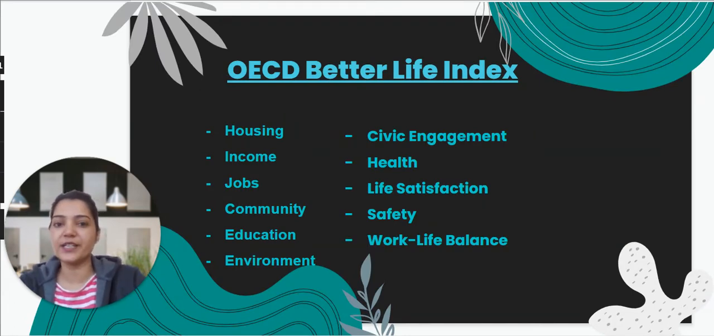Last, we have the OECD Better Life Index. Again, this is also hyperlinked. So the majority of the time you will see that I have hyperlinked the main site of these indexes. The organization, what's the full form? The Organization for Economic Cooperation and Development is a group of 38 members.